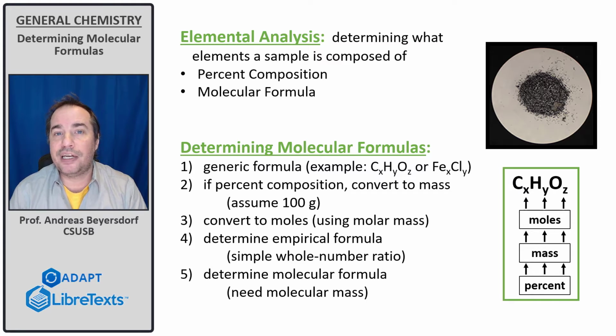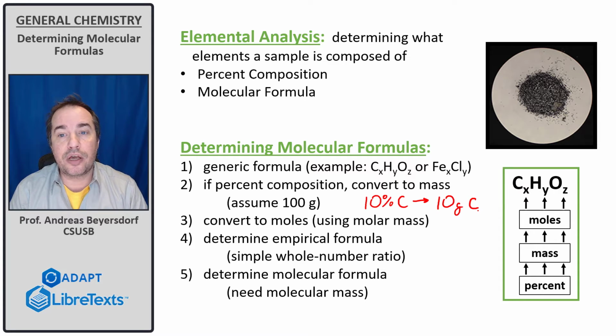And we can do this by determining the number of moles of each element in the sample. How do we do this? Well, step 2 is if we are given a percent composition, we convert that to grams by saying, let's assume that the sample is 100 grams. So if we were told that we had 10% carbon, well, if we had 100 grams total, that means we would have 10 grams of carbon.